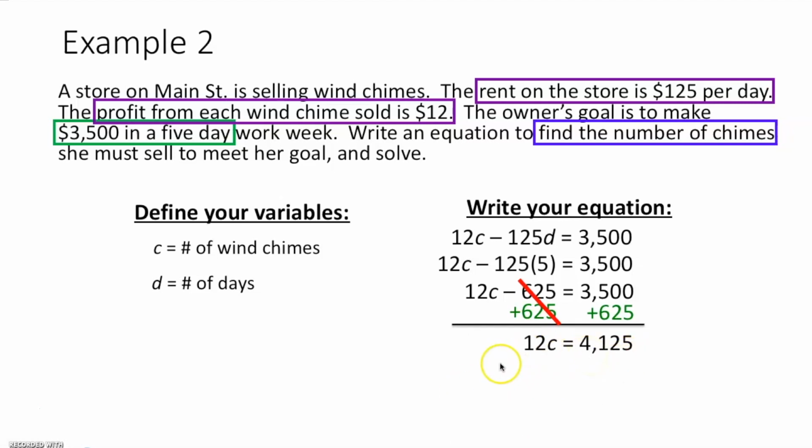Now to get the number of chimes, I need to move all the constants to the right. So I divide both sides by 12 to get rid of this 12 over here. I'm left with C is equal to 343.75.